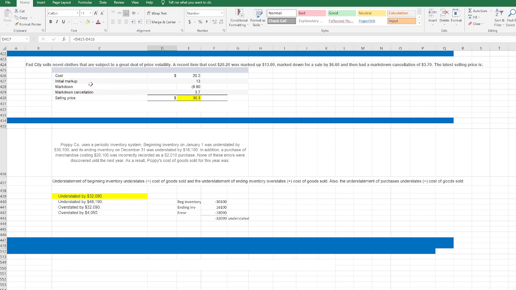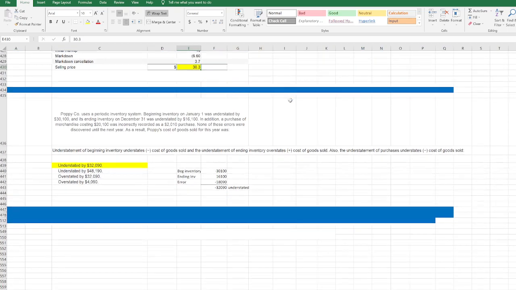Fad City Novels sells novel clothes that are subject to a great deal of price volatility. A recent item that cost $20.20 was marked up $13, so we're going to add $13. Then it was marked down $6.60, and then had a markdown cancellation. So two wrongs make a right, two negatives make a positive. So we're going to add back $370, and you add that all together, we're going to sell it for $30.30. All right, last problem.